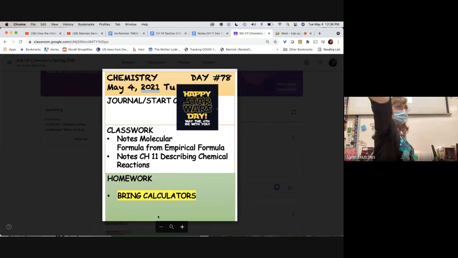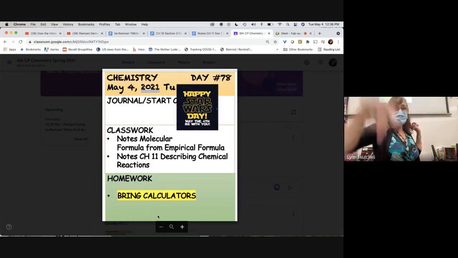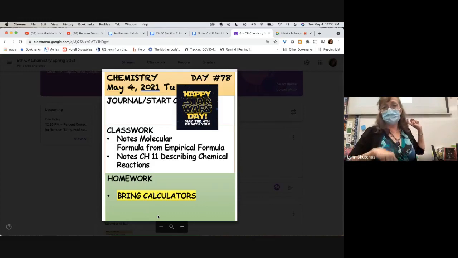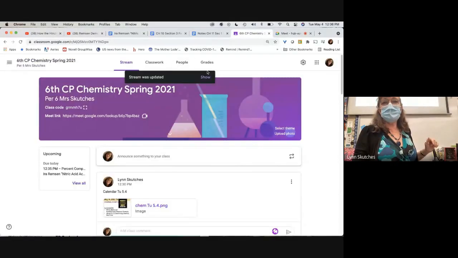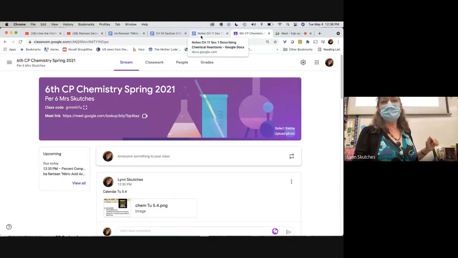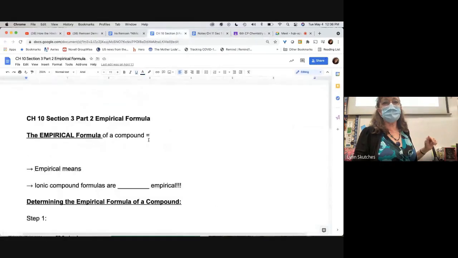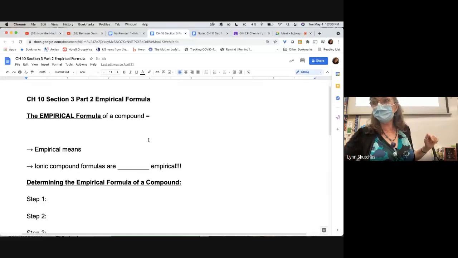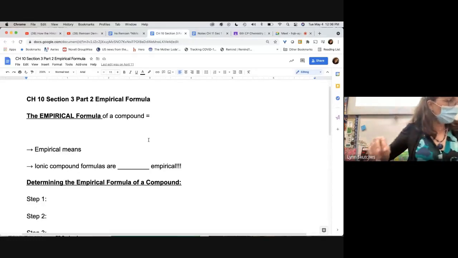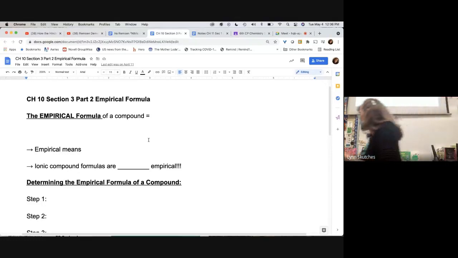Everybody turned in their lab on percent composition. And if you are at home, you're supposed to turn it in to the classroom. Okay. And in your classwork feed, there was the note sheet from yesterday. We're going to do a little review because it seems like people don't remember. Oops, I better turn this off so it doesn't make noise.